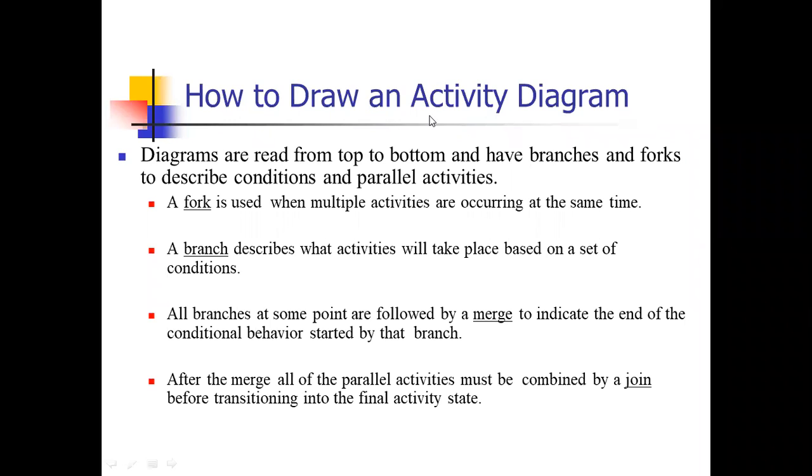So here, how to draw an activity diagram. For that, there are some elements. A fork is used when multiple activities are occurring at the same time. That means from one activity we are going to distribute a number of activities, more than one activity. It is a one entry transition that denotes the beginning of parallel activities. It is denoted by a thick black bar with one flow entering into it and several leaving it. We will see the notation for fork also.